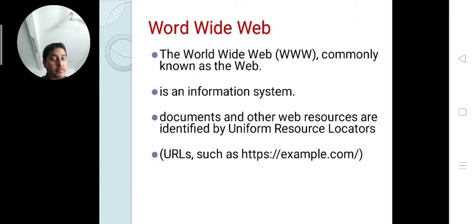We can access web pages and extract information from there, and the documents which are available on the internet are identified with the help of a URL, Uniform Resource Locator. And some examples are written here: https:// and another example I would like to give: http://www.google.co.in/. So this is an example of a URL.